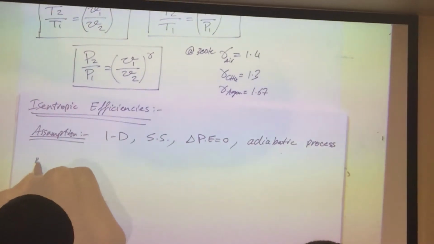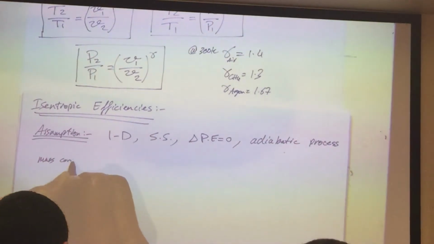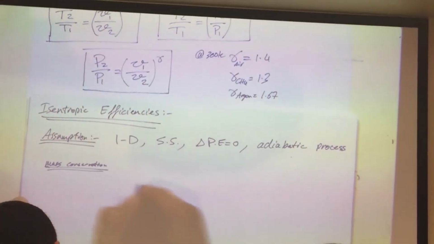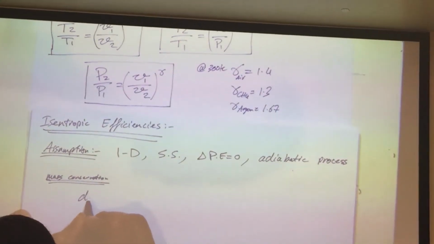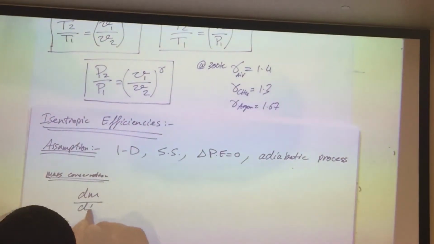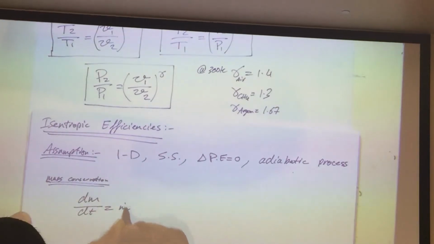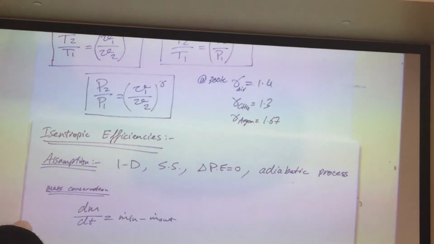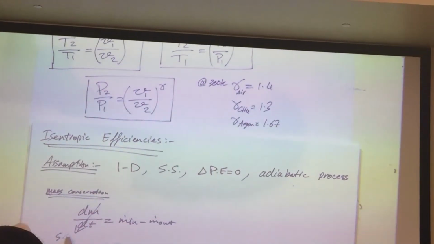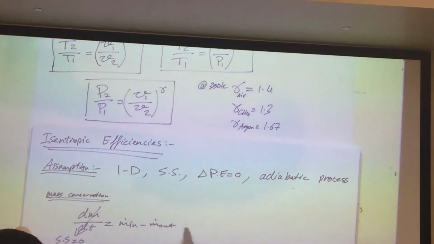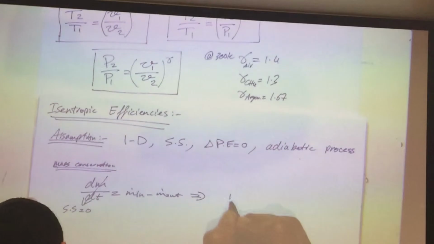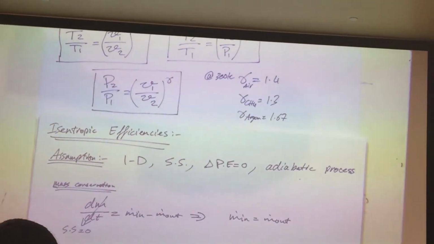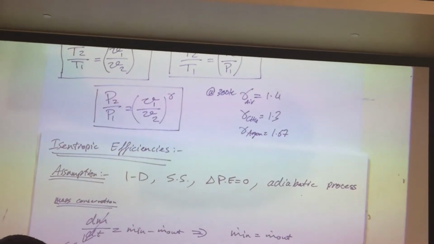So let's go back to mass conservation. And we said, well, dm/dt is equal to m dot in minus m dot out. Well, steady state equals 0. So what do I get out of this? I get out of it m dot in is equal to m dot out. Okay, for most of my systems.